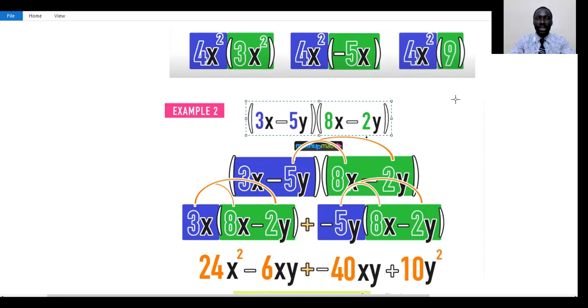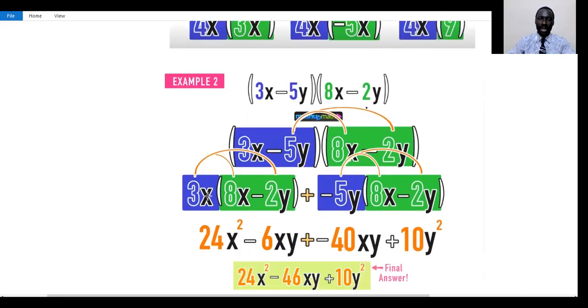To carry out this calculation, as we have seen in the previous examples, we have to multiply this 3x by 8x, and then later the same 3x by negative 2y. When we pick 3x, we use it to multiply 8x and then later negative 2y. Then we take negative 5y and use it to multiply 8x and negative 2y.